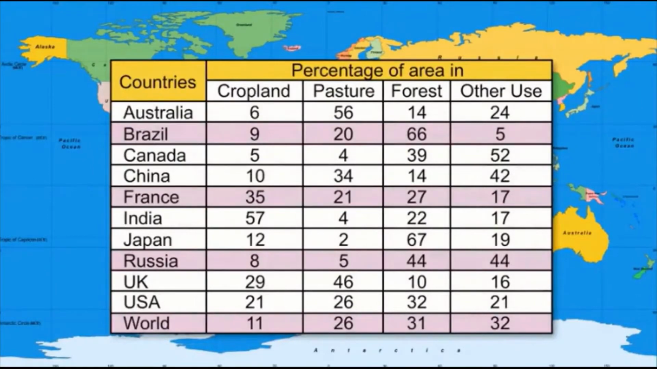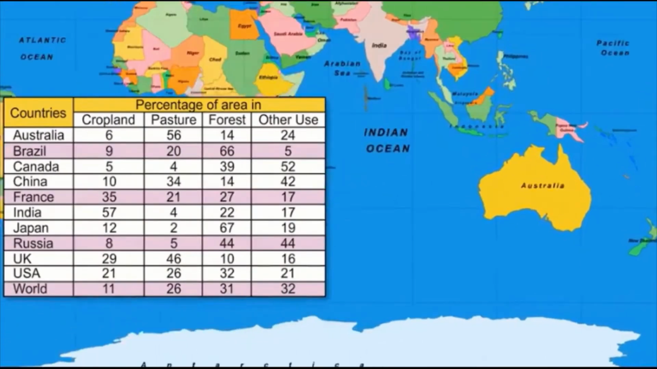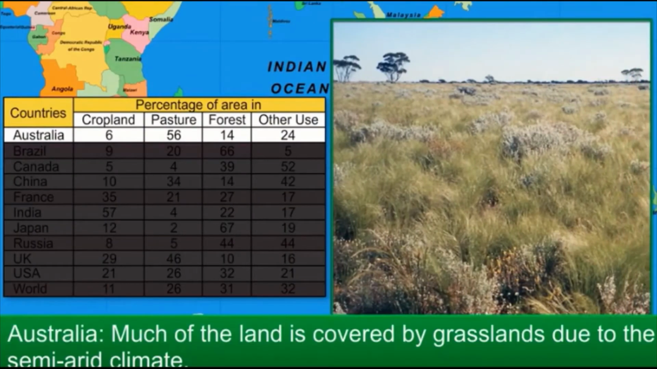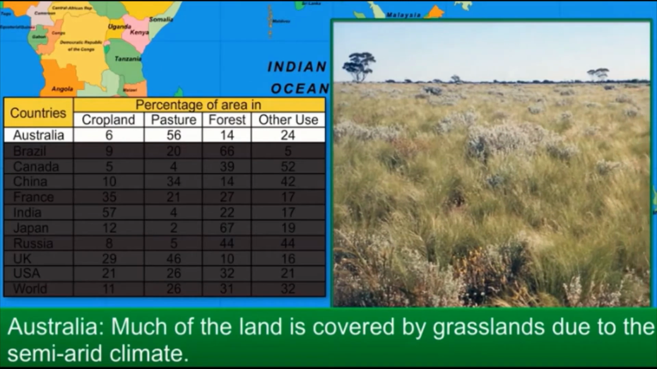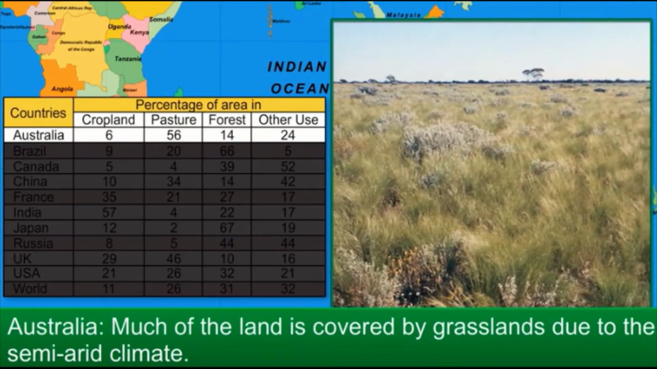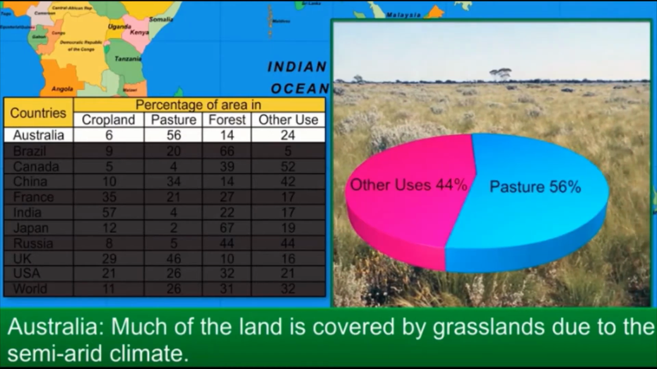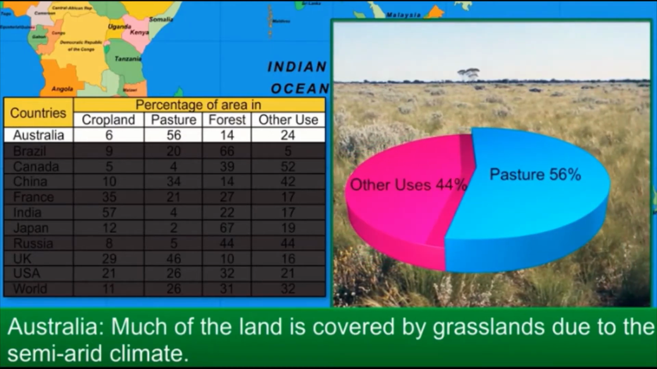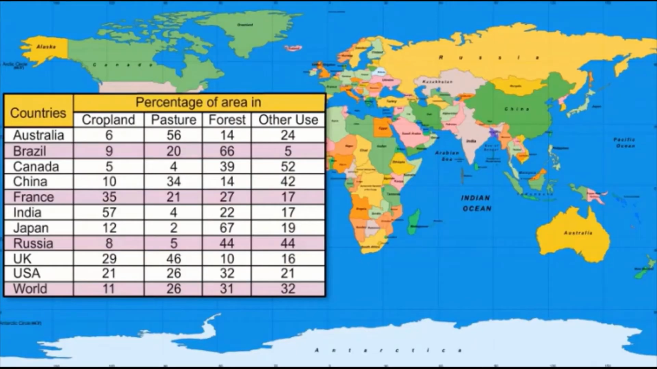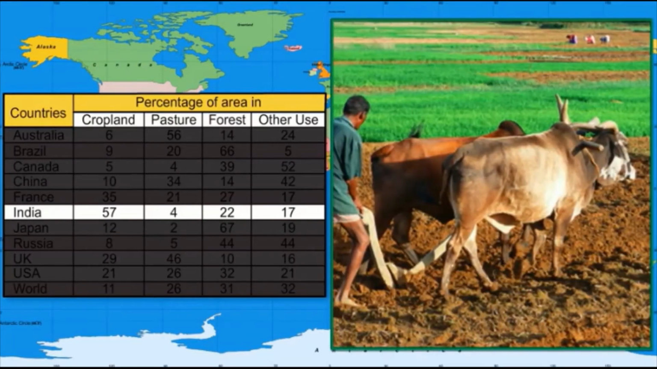Here are some examples that show the land use pattern around the world. Australia is mostly semi-arid, and therefore much of the land is covered by grasslands. This is why Australia uses 56% of its land as pasture. Due to the fertile northern plains, India has a huge tract of arable land.